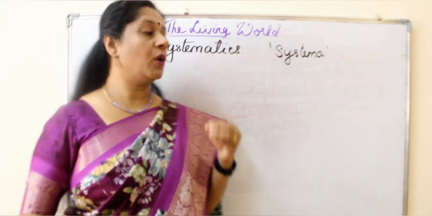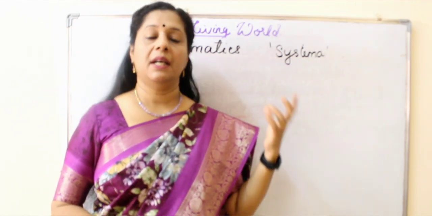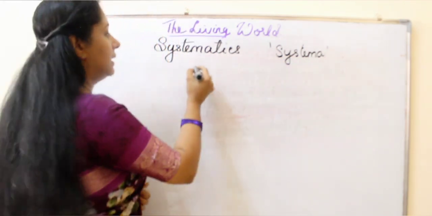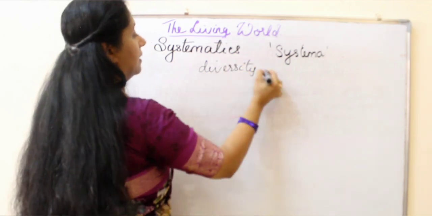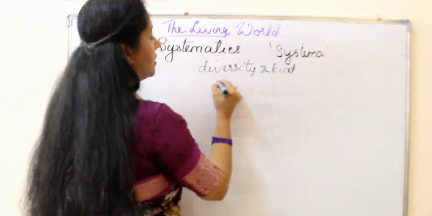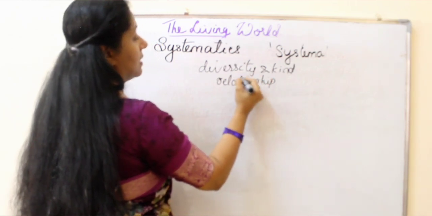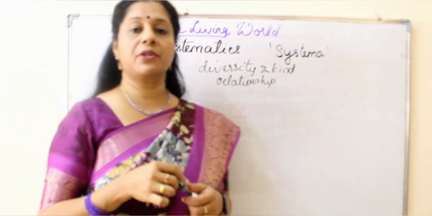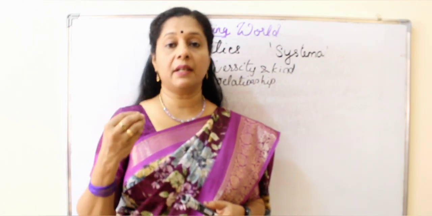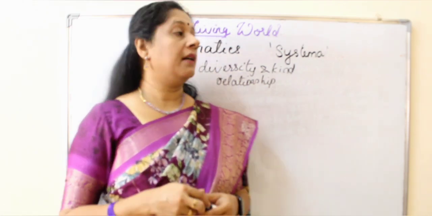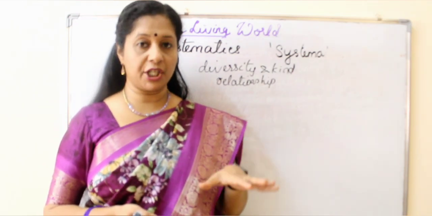Now let us understand what is systematics. Systematics is derived from a word called systema. Systematics deals with the diversity and kinds of living organisms, and also the relationship between the existing living organisms. This was actually introduced by Carl Linnaeus, and he used this term in his book Systema Naturae. But here we are talking about the diversity of living organisms and the relationship among them.